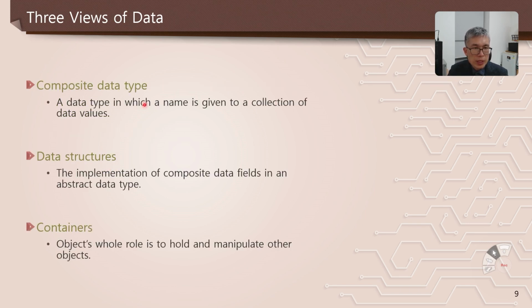So, composite data type: this is a data type in which a name is given to a collection of data values. Secondly, data structures. They are the implementation of a composite data type in an abstract data type. Thirdly, containers. An object's whole role is to hold and manipulate other objects.